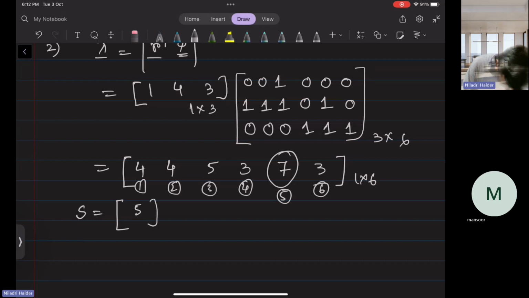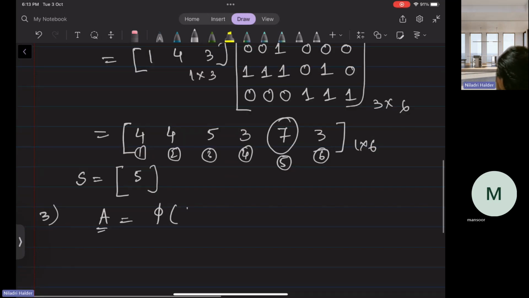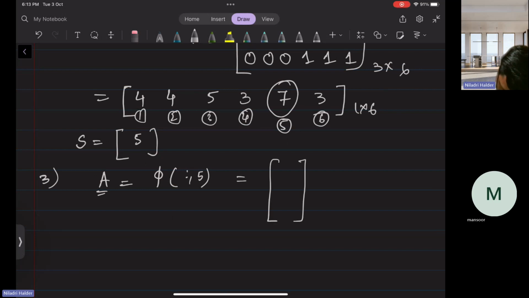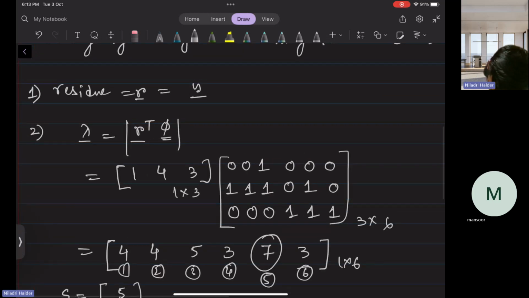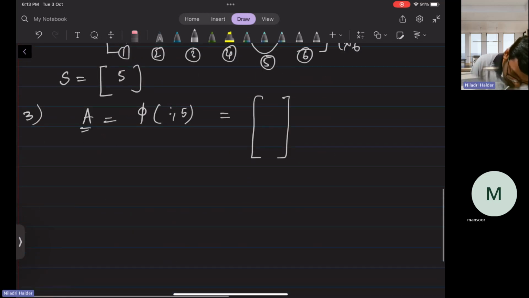Then, in the third step, we form a matrix A, which will take only that column of phi at this index. So that means it will take a column vector: the fifth column. So that is 0 1 1.